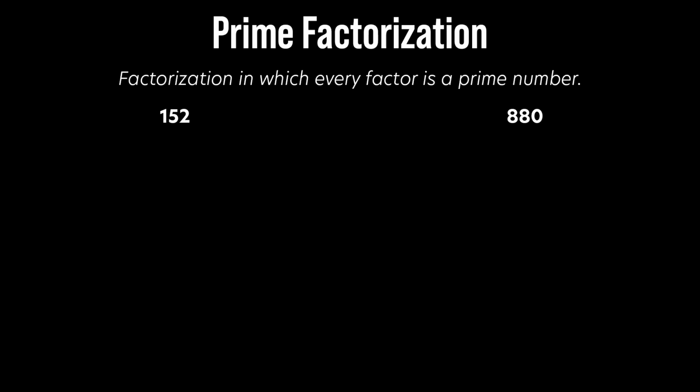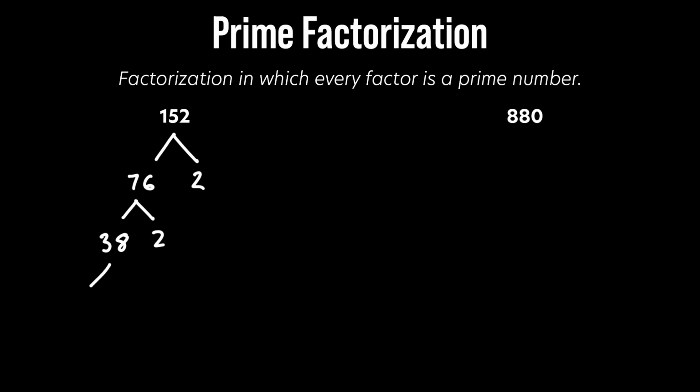Let's try 152 here. We can break 152 up into 76 times 2. We leave 2 alone. Let's break up 76 again. This is going to be some factor of 2. The reason why is because 76 is even. Any even number can be divided by 2. So this is going to be 76 and 38.